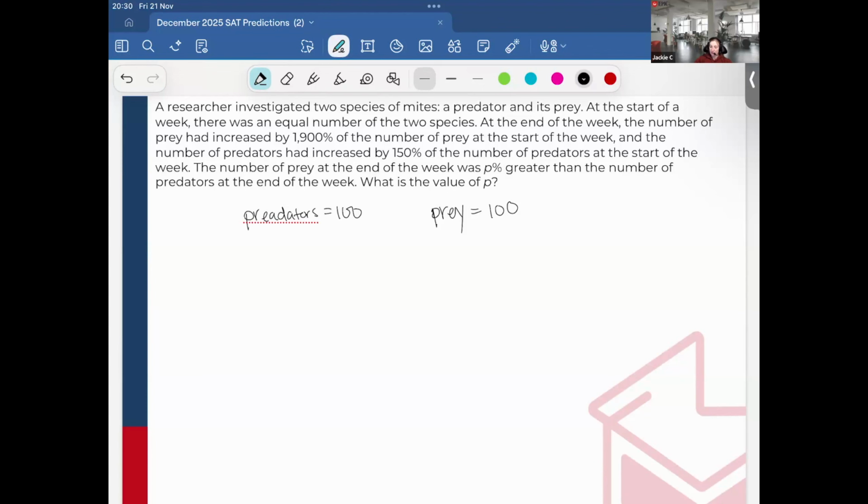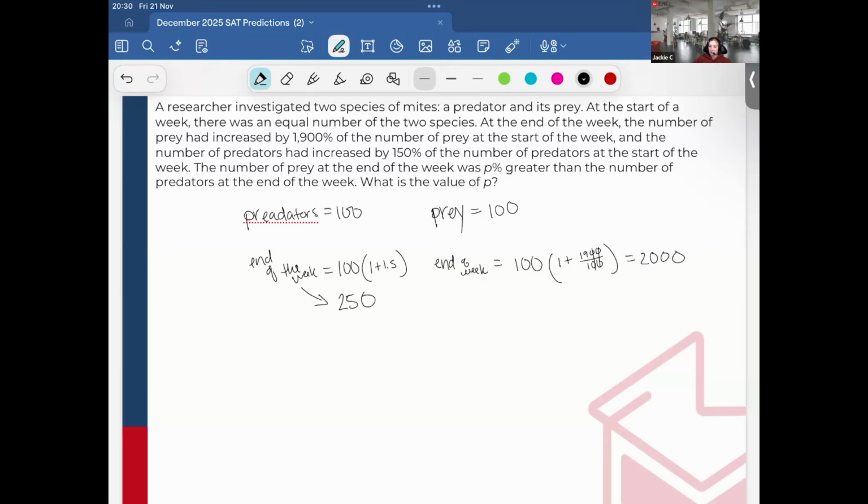But then at the end of the week, prey increased by 1900%. So we would do 100 multiplied by 1 plus 1900 over 100. Basically 100 times 20, which is going to be 2000. So prey increased to 2000 by the end of the week. And for predators at the end of the week, if it increased by 150%, that would be 100 times 1 plus 1.5, which is 100 times 2.5, aka it increases to 250 by the end of the week.